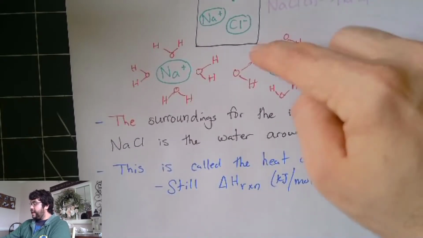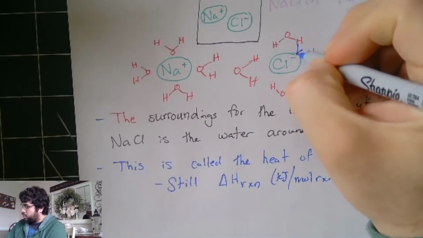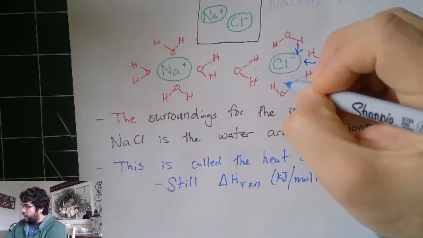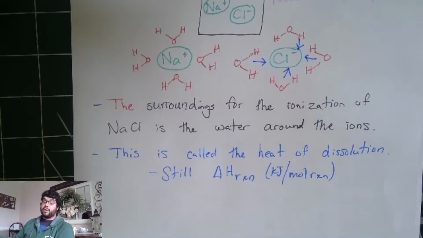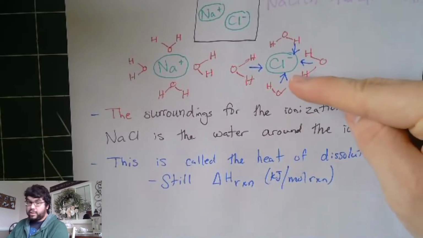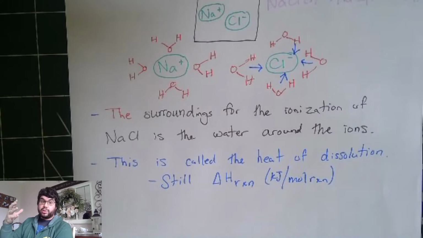But the heat is either going to be going into the ions, or it could be going out of the ions. If the heat is going into the ions, then the waters are losing heat. If the waters are losing heat, then the temperature that we measure is going to go down.